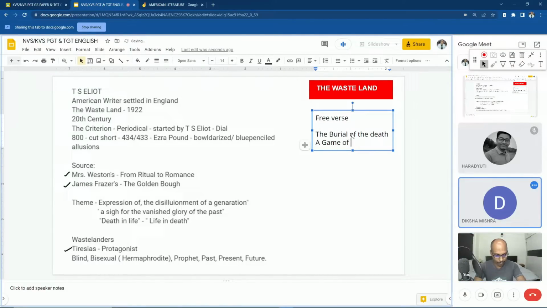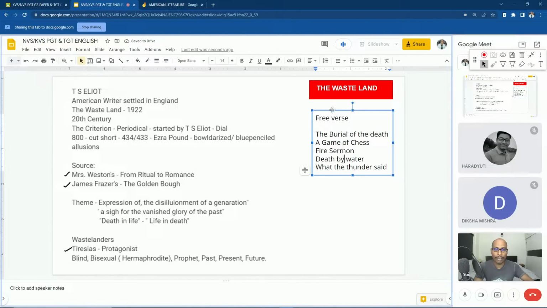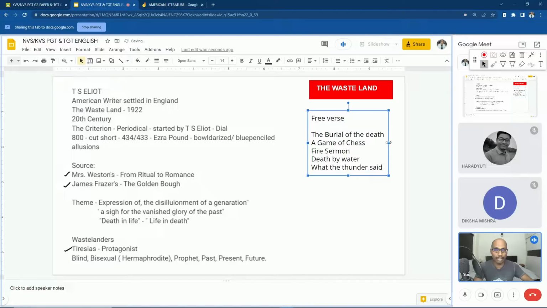So what are the five parts here? The burial of the dead, a game of chess, then the fire sermon, then death by water, and then the last one, what the thunder said. So these are the five parts of the poem. The burial of the dead.